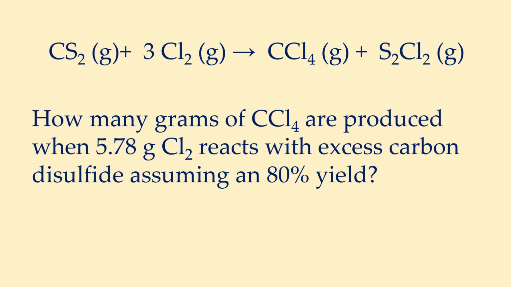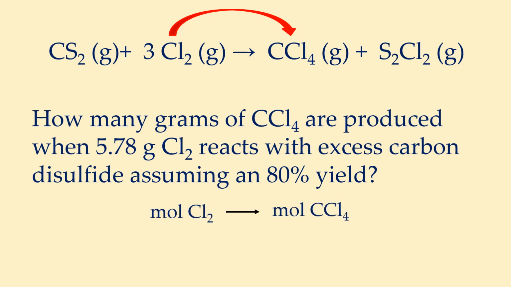I'll use the limiting reactant chlorine and convert to carbon tetrachloride. To do this, I'll need to convert the moles of chlorine to the moles of carbon tetrachloride. And I can do this by using the mole-to-mole ratio from the balanced equation.